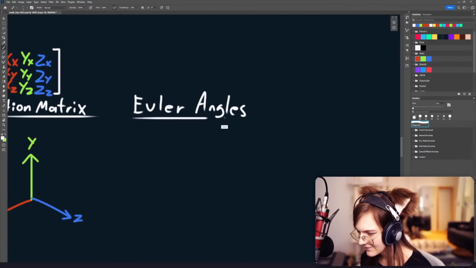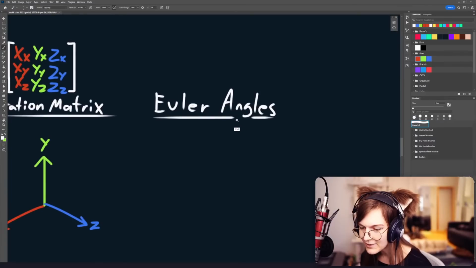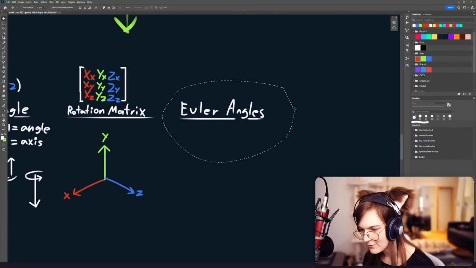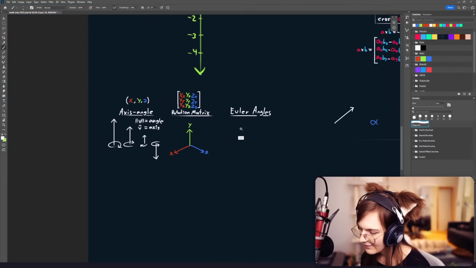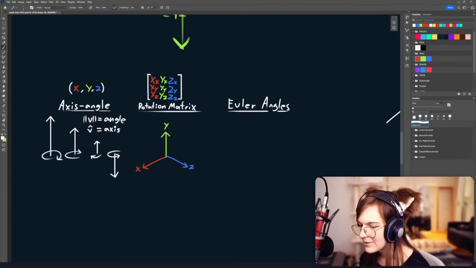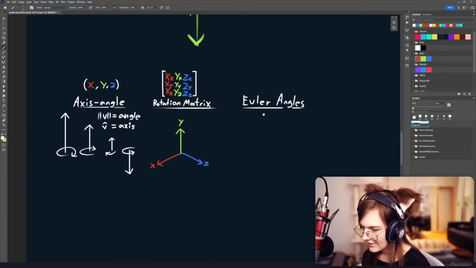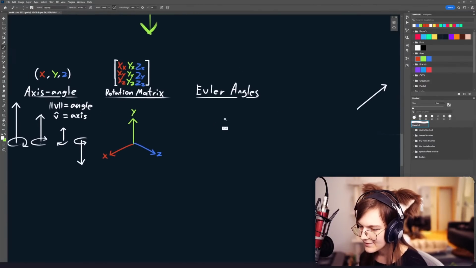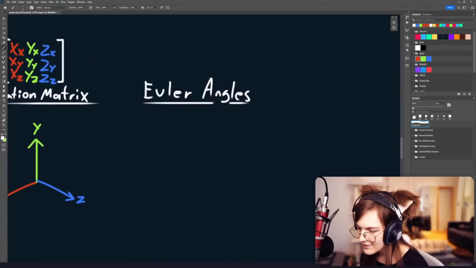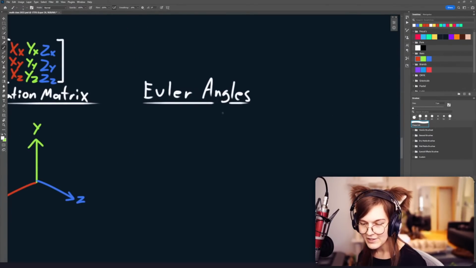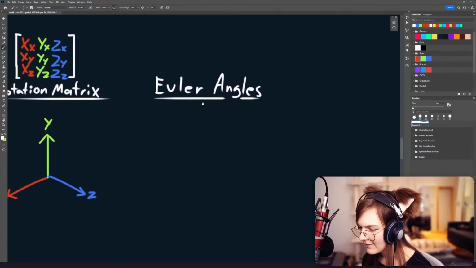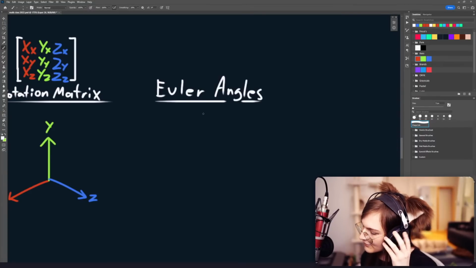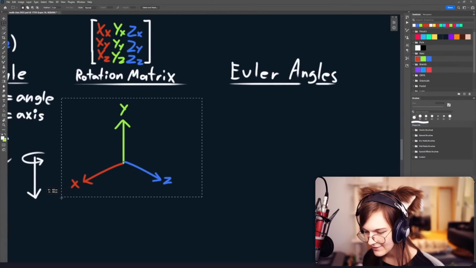Okay, Euler angles is one of the more intuitive ones. It's easier to wrap your head around. And it's also one of the worst ones because it suffers from a few problems. Okay. So Euler angles quite often isn't actually Euler angles. If you want to be super technical, Unity uses something called Tait-Bryan angles.